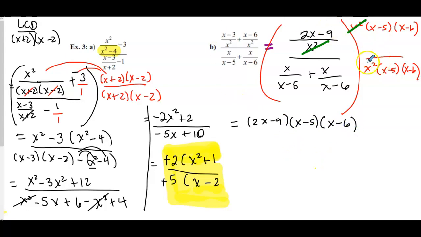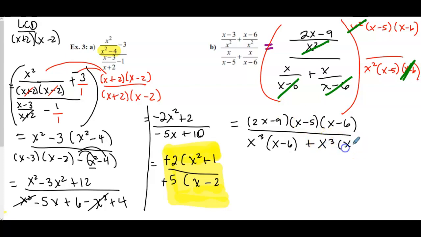In the bottom, we're going to take the x minus 5. It's going to cancel with this x minus 5, leaving me x times x squared, which is x cubed. And then you still have the x subtract 6. Plus, and then you're going to cancel the x minus 6 with the x minus 6, leaving you with x times x squared, which is x cubed again. And you still have the x minus 5.